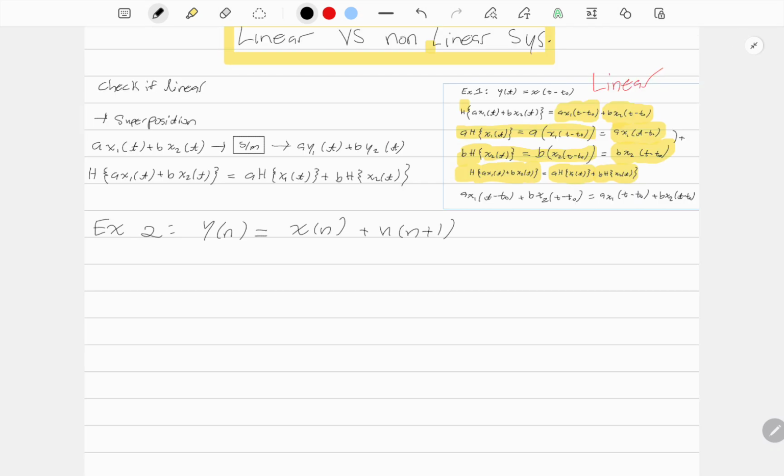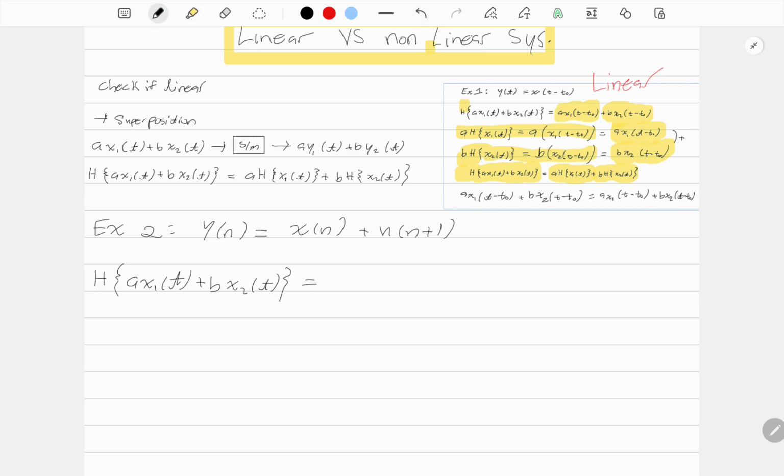Let's apply the equation. Let's do the left hand side first. So I'm just going to write h of a x1 of t, plus b x2 of t, doing nothing fancy, just writing the equation. And just to remind you again, this means I'm applying the system to anything in the bracket, which is the input. This is obviously the input, x of t.